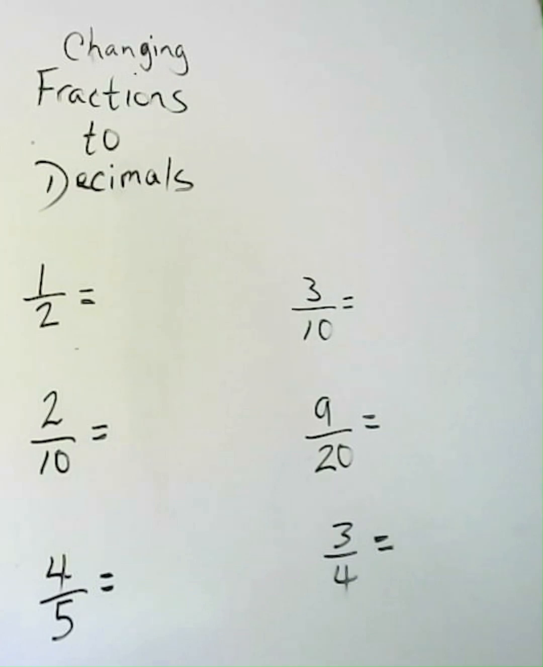Change a fraction to a decimal. We divide the numerator, which is the top number, by the denominator, which is the bottom number.